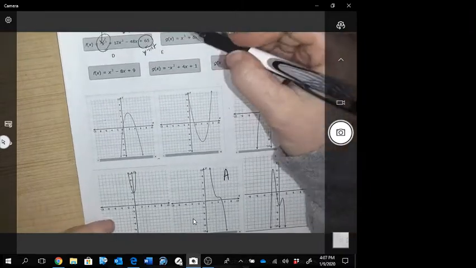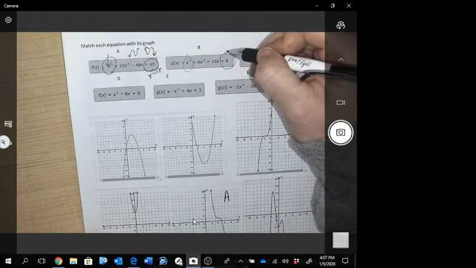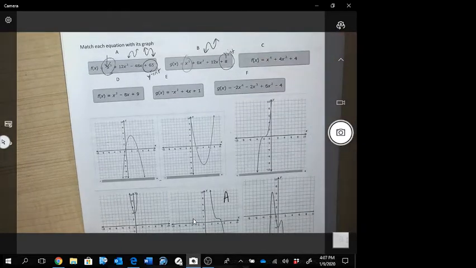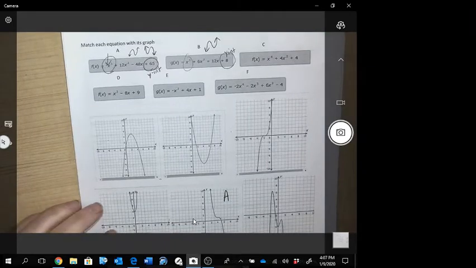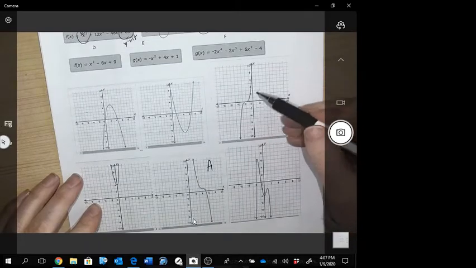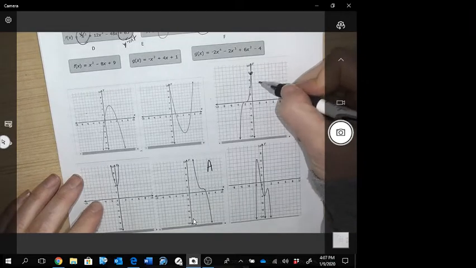B, I know it's cubic, and I know it has a y-intercept of 8. So cubic is an N, and a y-intercept of 8. Are we finding anything that resembles that? It'd be this one right here. Something cubic-y looking and crossing at 8.